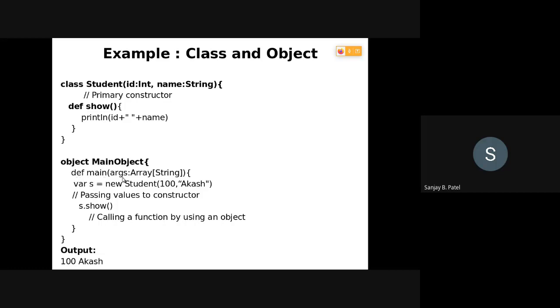Def main, args strings. Variable s is equal to new student. Okay, we have created one object of the student. The object name is s, with the new keyword, and student has two values passed, one is 100 and Akash. So s dot show, this is the object name dot the method name. Okay, so s dot show, this function is called. So this program is developed in the Scala programming language.